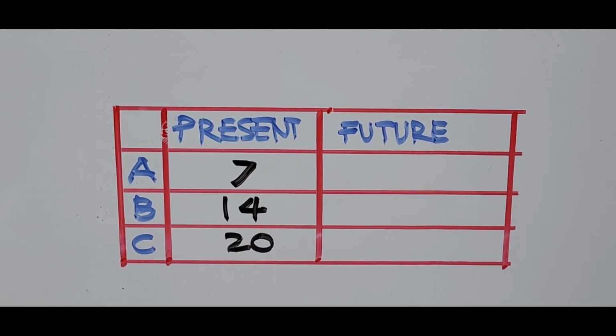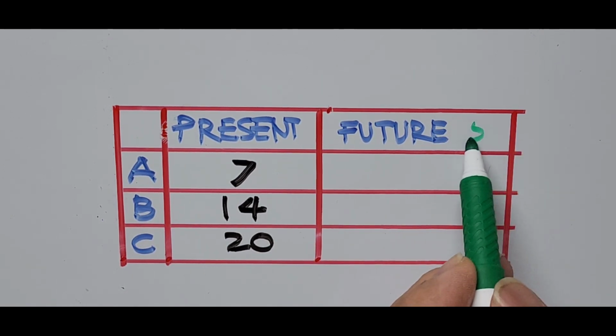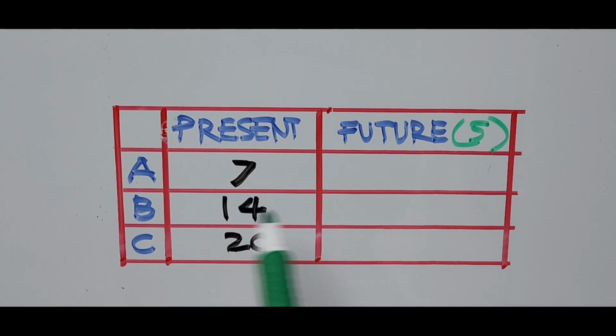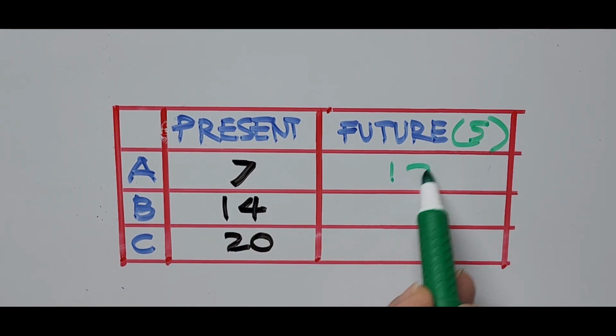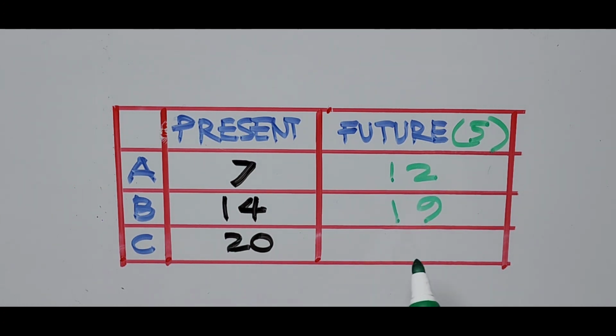So we have here a table of their present ages. A is age 7, B is 14, C is 20. For the future, since this is 5 years into the future, all we have to do is just add 5 to that. 7 plus 5, that is 12. 14 plus 5 is 19. And 20 plus 5 is 25.